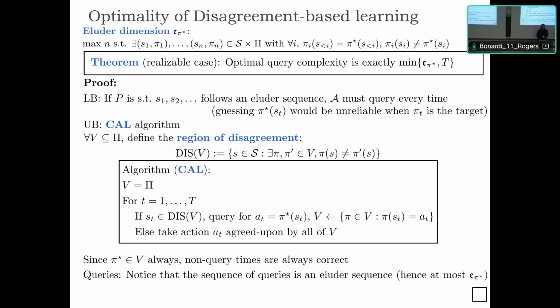Then for bounding the number of queries by the eluder dimension, just notice that the sequence of queries is an eluder sequence, right? So each time that we're querying, it means that there's some policy that's survived, that's still in V, so it agreed with all of the queried actions so far, and yet it disagrees on that next state ST, and so that's the definition of an eluder sequence. So the number of queries is at most the eluder dimension.